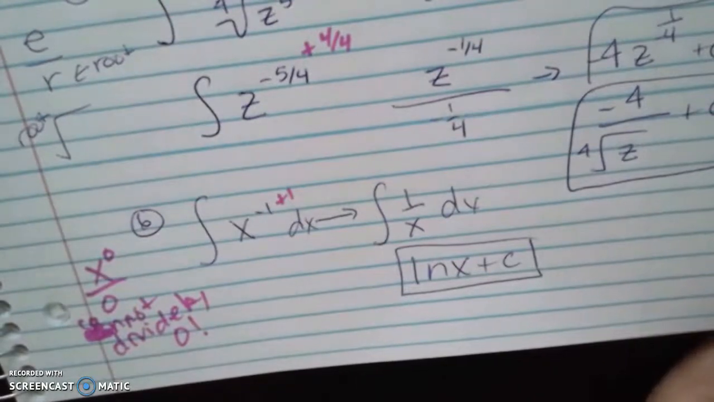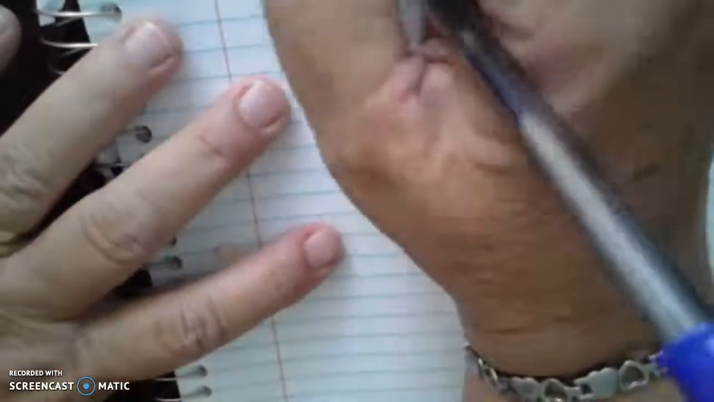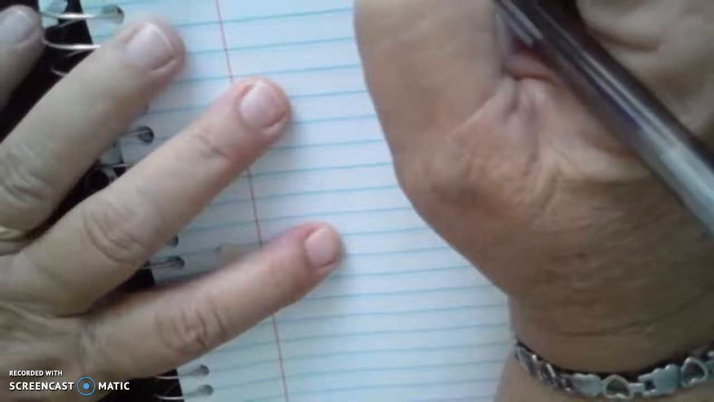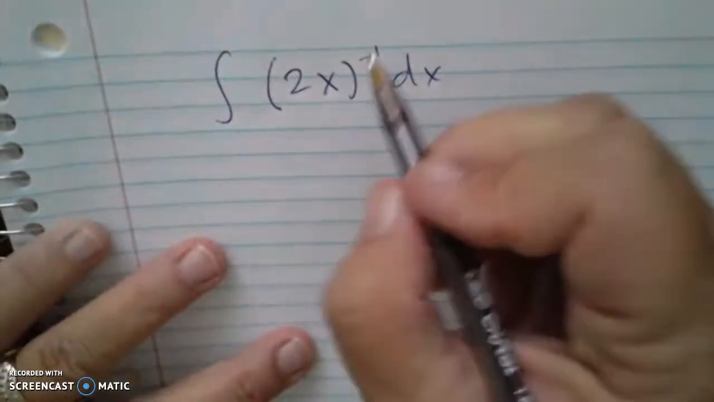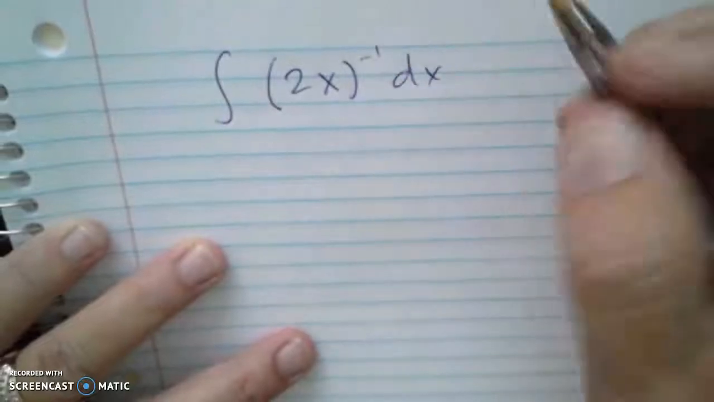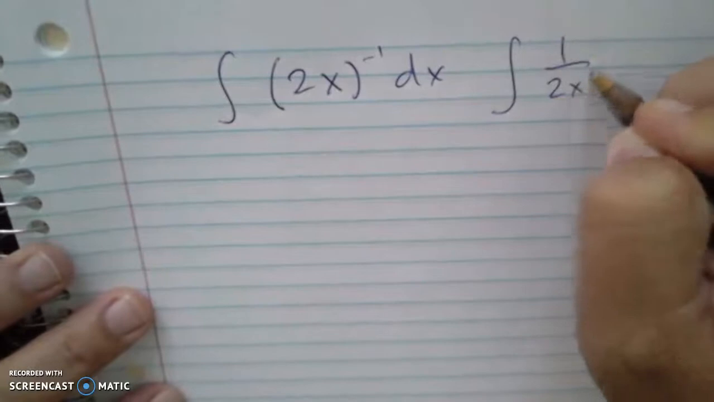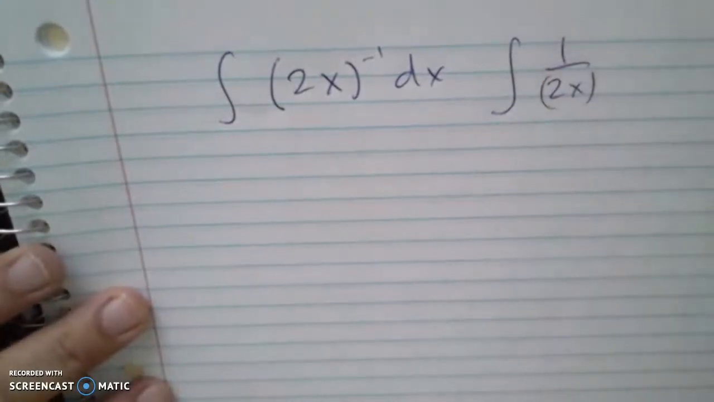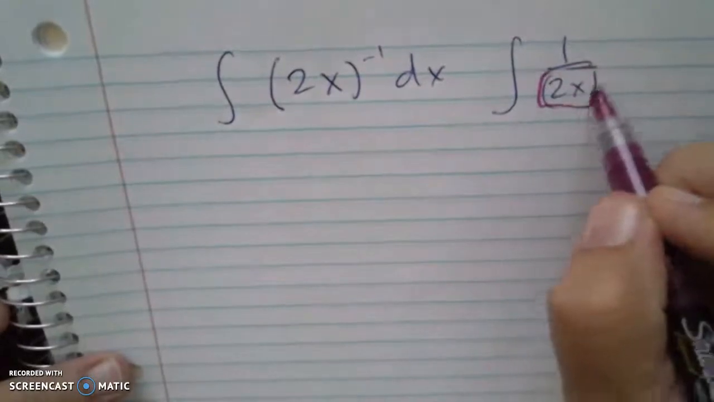Okay. Let's do another problem. Let's say I have the integral of 2x to the -1 with respect to x. Well again, if I add 1 to that, you're going to get 0. So you might want to see it as 1 over 2x, right? So now it's going to be ln x. It's just like that last problem.